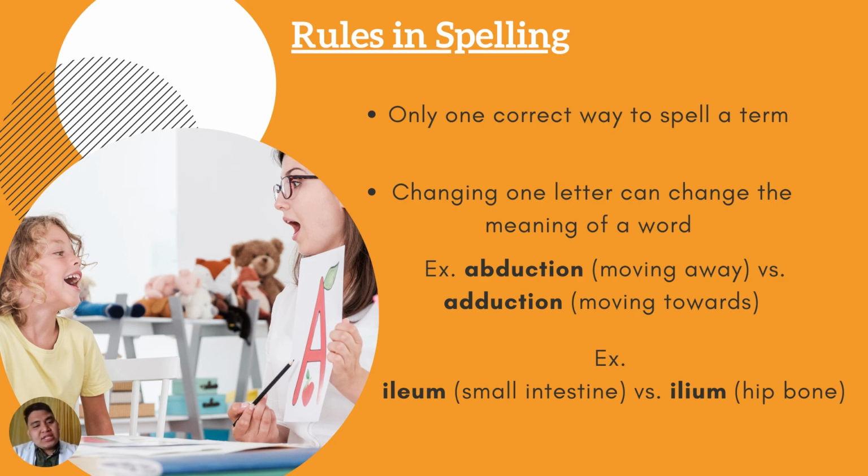Next one would be changing one letter can change the meaning of the word. For example, we have abduction, or moving away, versus adduction, which means moving towards. Abduct means away, adduct means towards. Another set would be ileum. Ileum in the small intestine and ileum in the hip bone. So those are two different words which are pronounced the same.